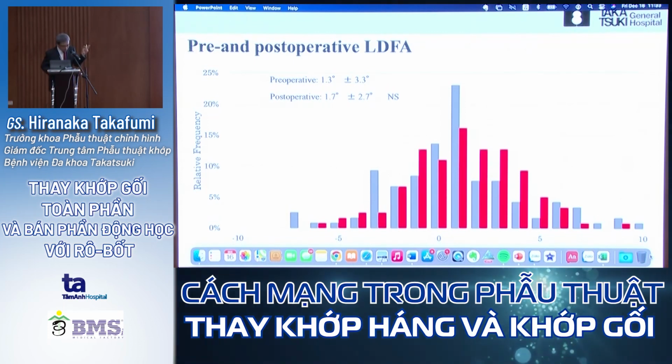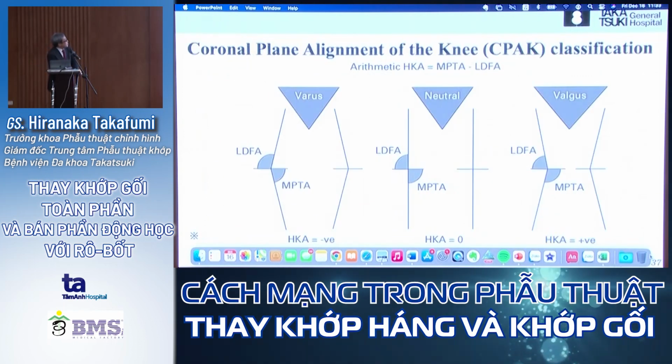This is the next topic of kinematic alignment. This is to know the patient's original characteristic of the alignment. There are two alignments. One is the leg alignment. This is calculated with arithmetic HKA. This is MPTA minus LDFA. This simulates, it shows the patient's native alignment.